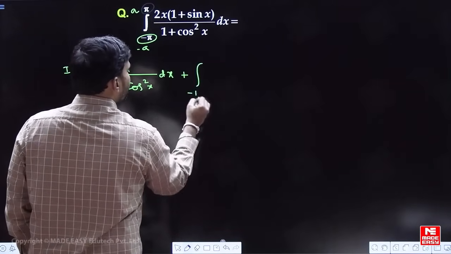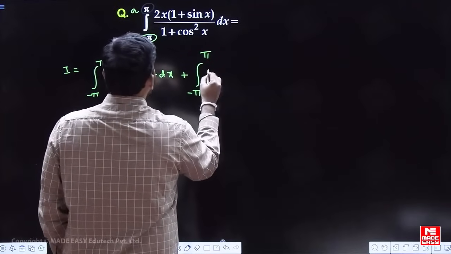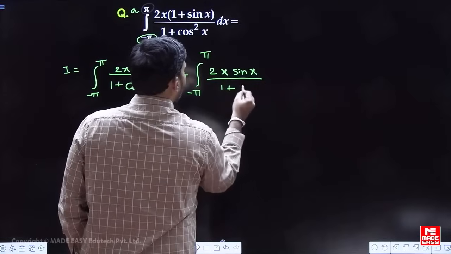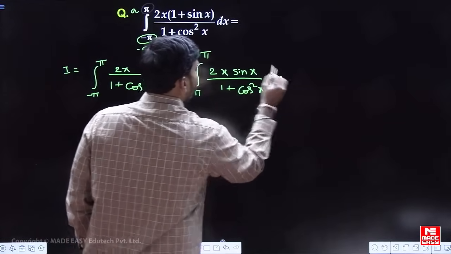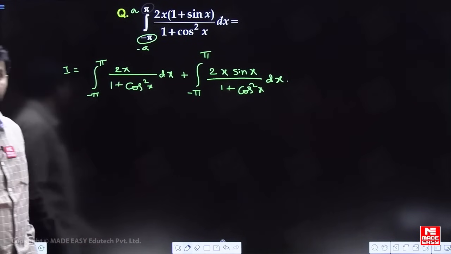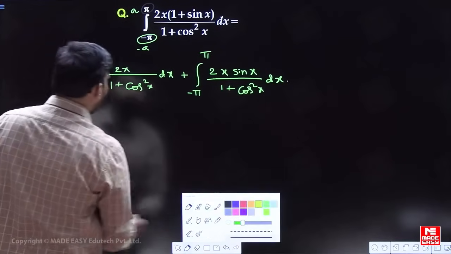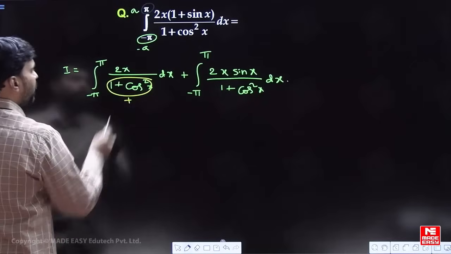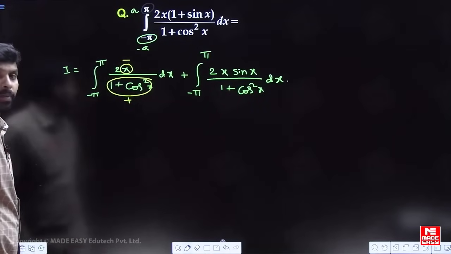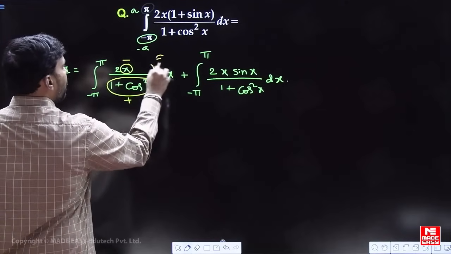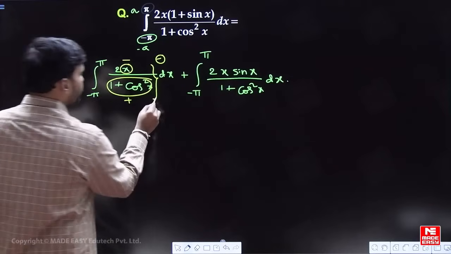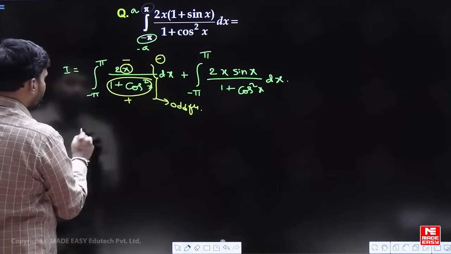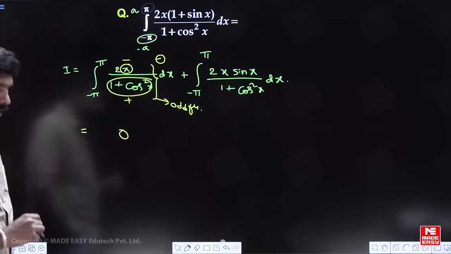And then integral -pi to pi of 2x into sine x by 1 plus cos square x dx. Now in this case, it is very clear. So this is an even function, it is plus, and x is an odd function, it is minus. So minus by plus is minus, means it is an odd function, my dear students. So this is purely an odd function. So integral minus a to a of an odd function is equal to 0.